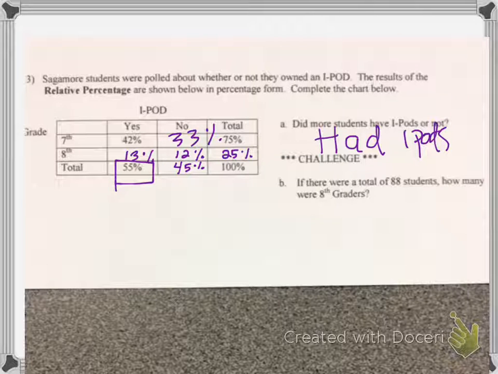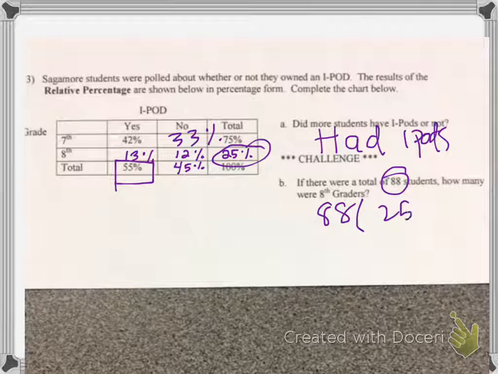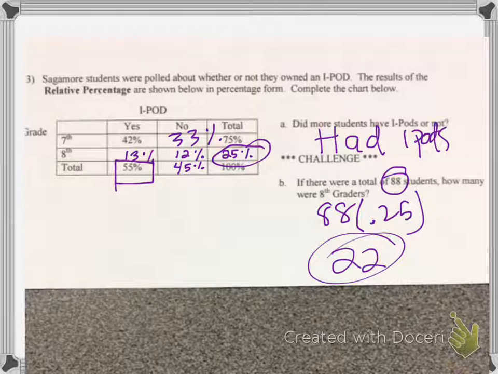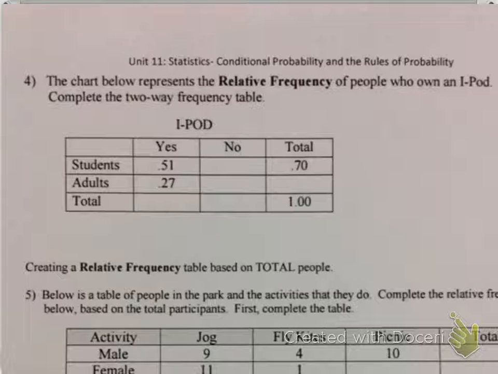And then it says if there were a total of 88 students, how many of them were 8th graders? Well, 25% of them were 8th graders. So we do 88 students times 25%, which is 0.25, and we would know that 22 students are 8th graders.